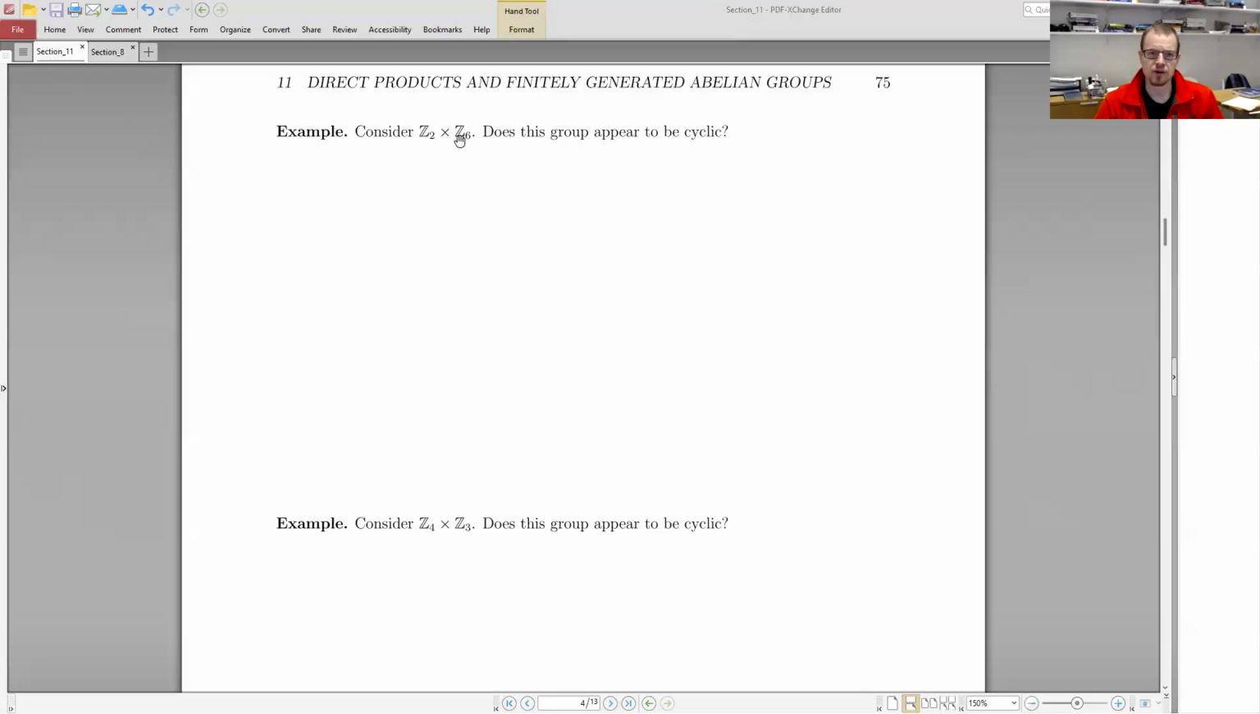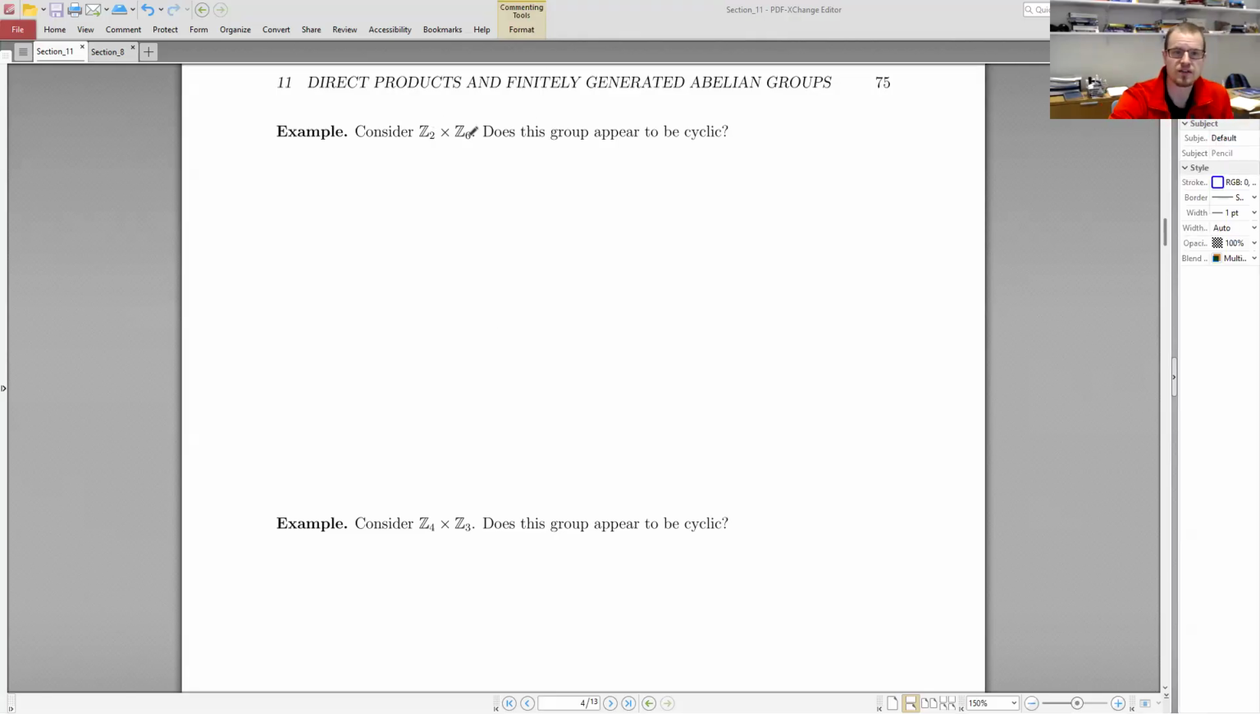Welcome to the office. I want to take a look at a couple of examples of direct products, so groups. In this case, we are going to look at a couple of groups that are abelian, so Z sub something here, right? Integers modulo our favorite numbers. So we're going to look at Z2 cross Z6 and Z4 cross Z3.